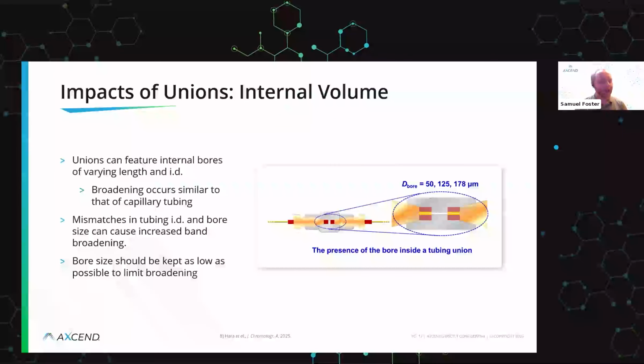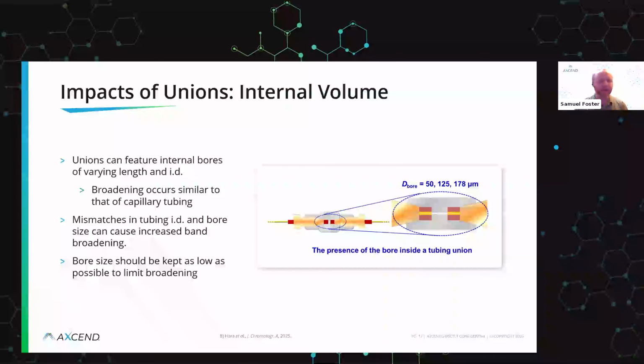Now, on top of that, when we're making these connections to a union, you want to make sure that your union has a bore size that is compatible with your system. So the bore is that narrow bit of tube that you can see highlighted in the figure there. That bore size does also act like a length of tubing. So if you have a very wide bore size, you'll see a very considerable amount of broadening. So the goal is to keep that bore size as small as possible.